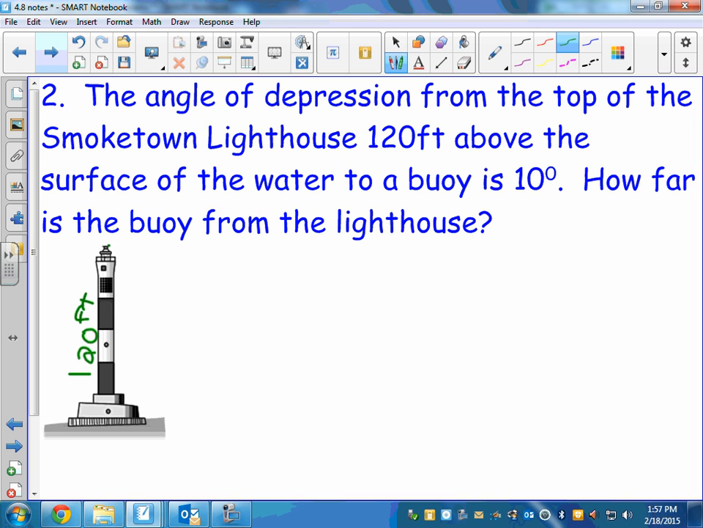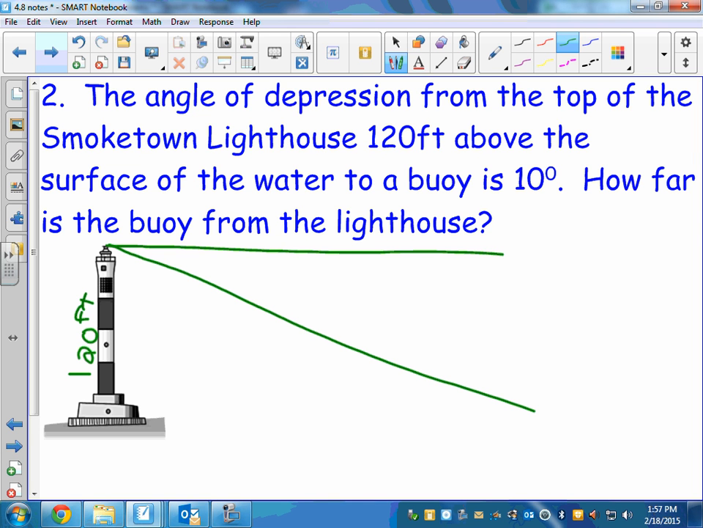So if I'm measuring the angle of depression, it's coming from the top, measuring down. So the angle of depression to this buoy way out here. Here's my buoy. Is 10 degrees. So really important that you label that 10 the right spot.